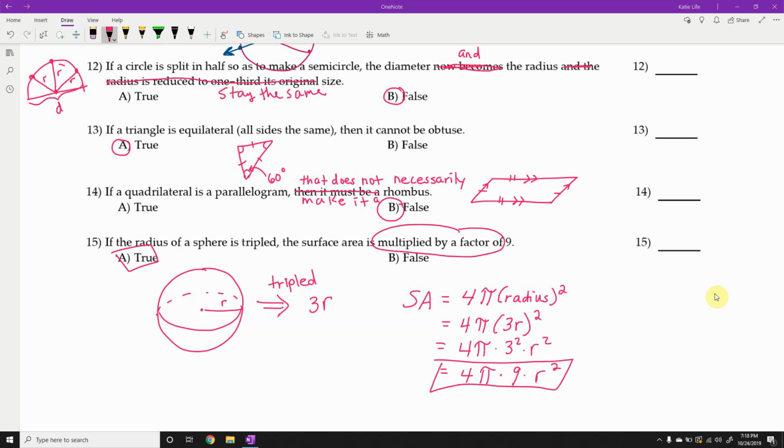This concludes part 1 of our review. This is the first 15 problems of the true and false section. We'll pick up in another video with problem 16.